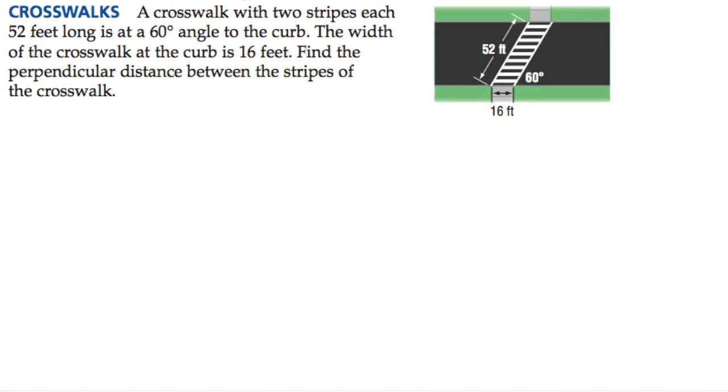So here I have a crosswalk, and this is actually a poorly worded question, so we have to be careful with this. So the crosswalk has 2 stripes that are each 52 feet long. So these stripes right there. And the width at the curb is 16 feet. We want to find the perpendicular distance between each of those stripes. You may think, oh, it's going to be 16. Nope, not going to be 16.